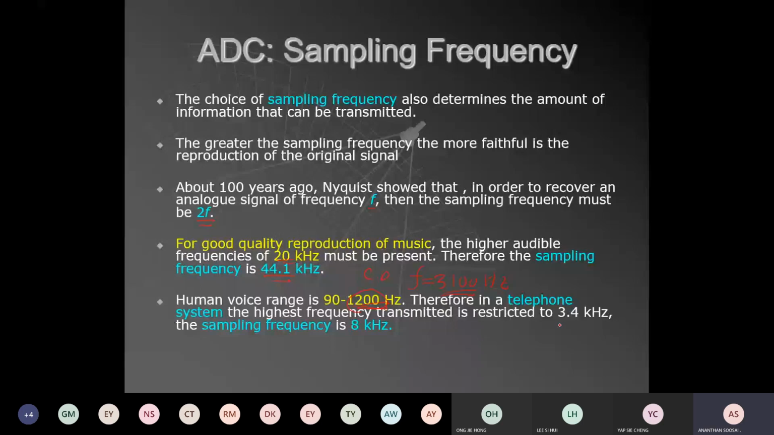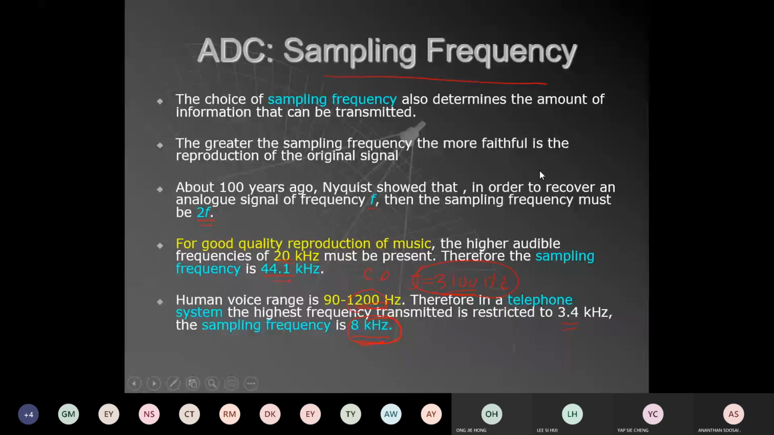The highest frequency transmitted is restricted to 3.4 kilohertz. Sampling frequency was 8 kilohertz. As I said, an opera singer is like 3100, so 2 times of this is 6200, and they put 8 kilohertz, comfortably very high frequency. 8 kilohertz is used for your phone sounds. But the rule is, the sampling frequency must be at least 2 times the maximum frequency in the signal. That's your sampling frequency.